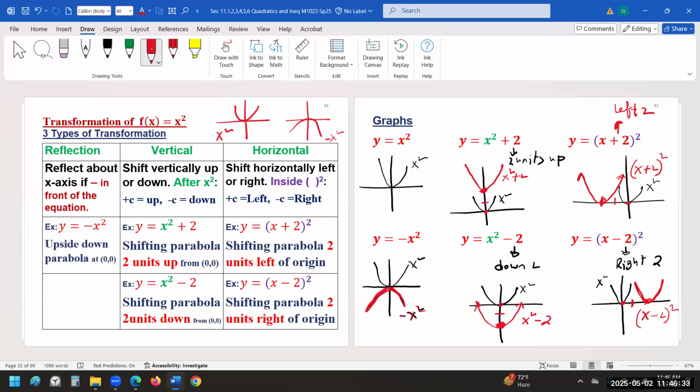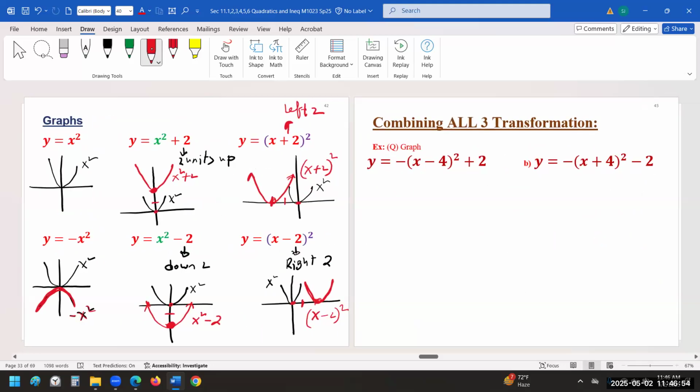In other words, yes, you have to remember your direction. X squared and then a number means up, down with the correct sign. Plus means up, minus means down. But if you have a number inside the parentheses, it means left, right in the opposite direction.